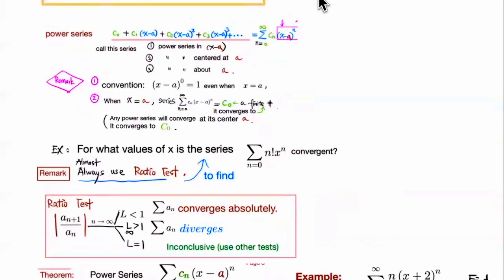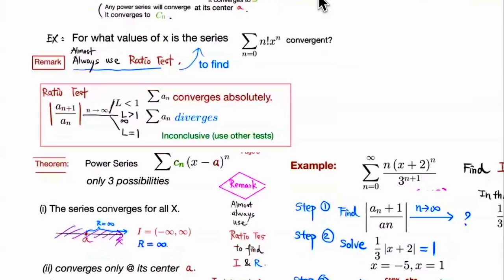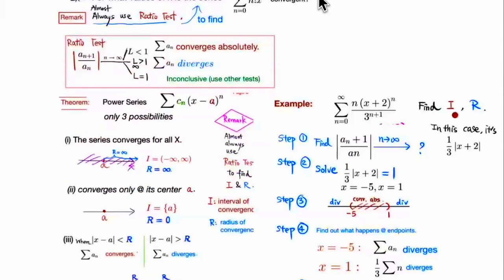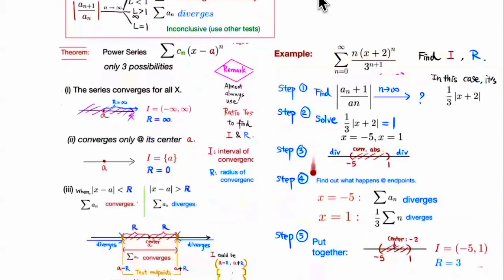And if you try to find for what values of x this power series converges, you use the ratio test. So to find the interval of convergence and the radius of convergence, you use the ratio test. Almost always use the ratio test. And I highlight some steps over here.